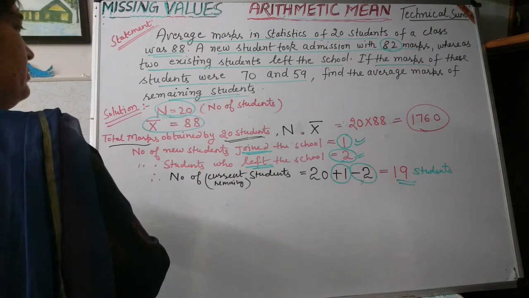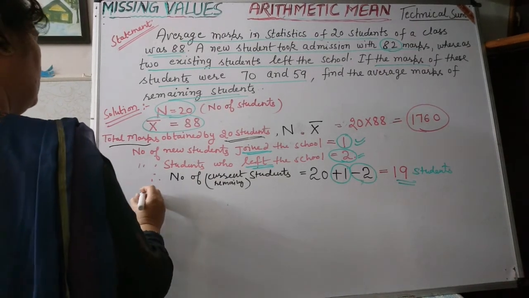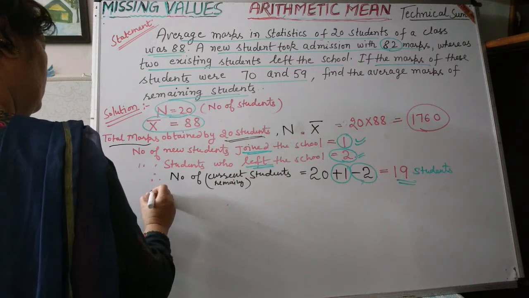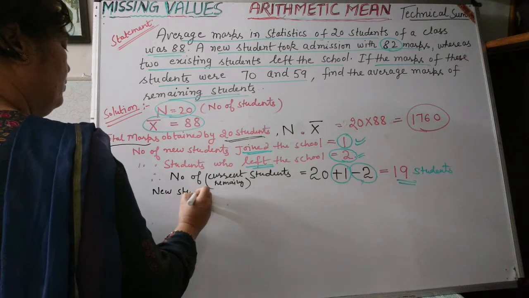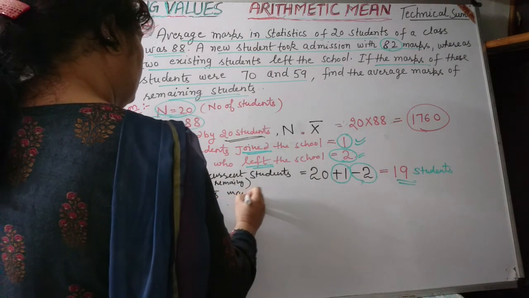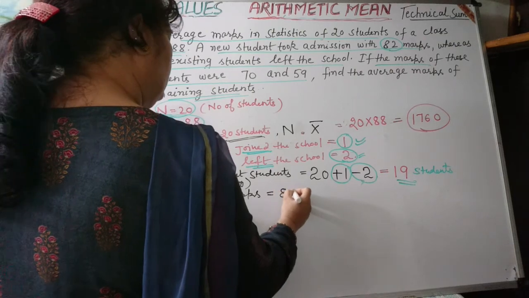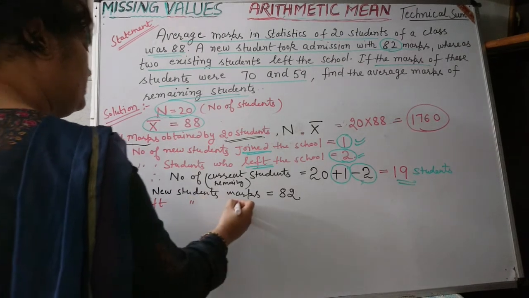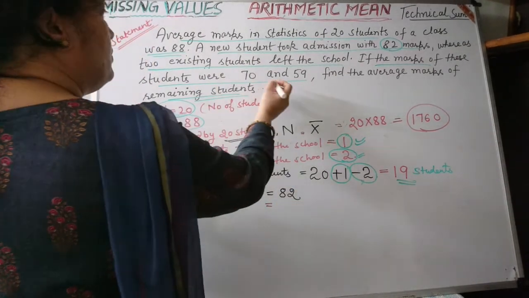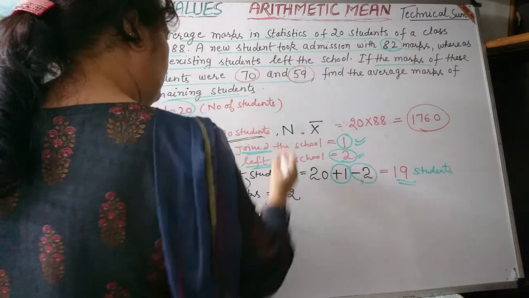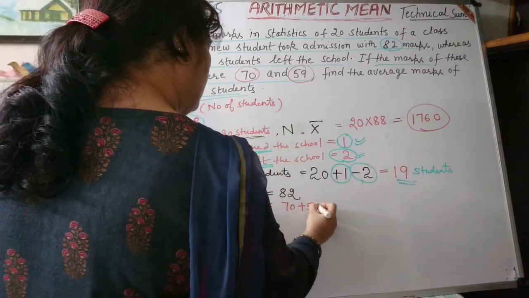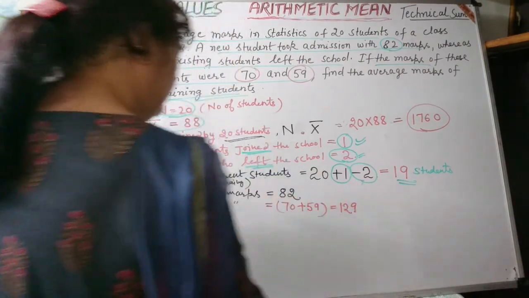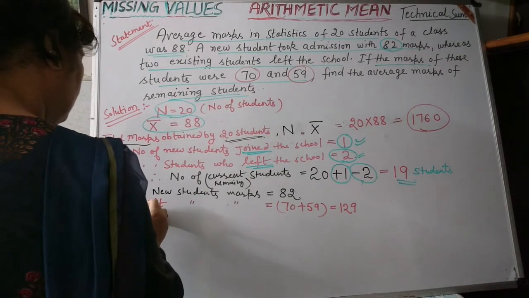Now I am writing down the marks of the new student, 82, and the marks of the left students. Because two students have left the school, those are 70 and 59. 70 plus 59 is equal to 129.